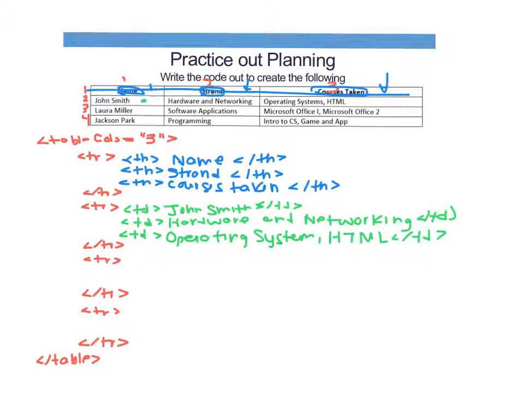So we're going to repeat this process for the next 2. I'd like you to try and complete this table within your notes. So you're going to want to create the row for Laura Miller and then create the row for Jackson Park as well. See if you can use that same strategy to finish out those two rows within the table. Once you think you've got it, you can get it checked off by me if need be, and then you can move on to the assignments for this particular lesson.